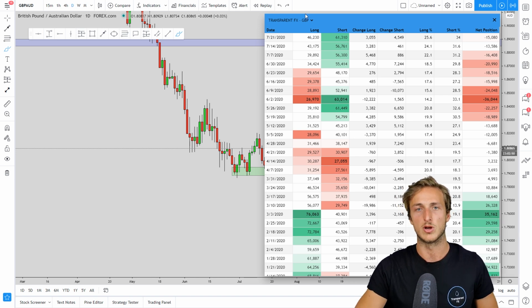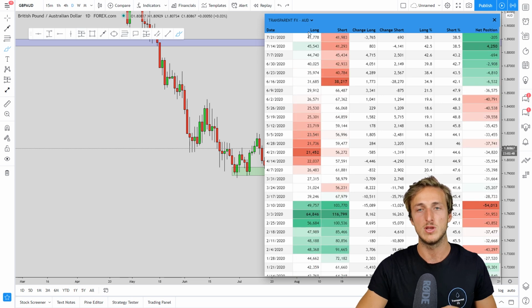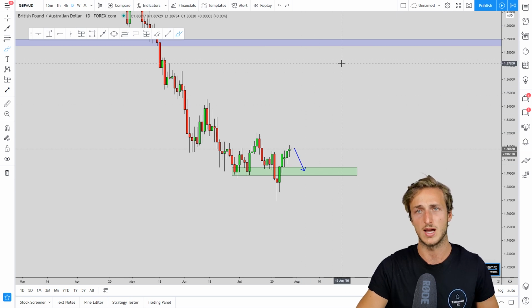So pound getting strong. And if we go and see what we have from an AUD perspective, we can see that the AUD is starting to get weak. In fact, with the last report, we can see that institutions have closed 3.7K long positions and opened 690 shorts, bringing net positions again to a negative number. So can we expect the continuation to the upside?